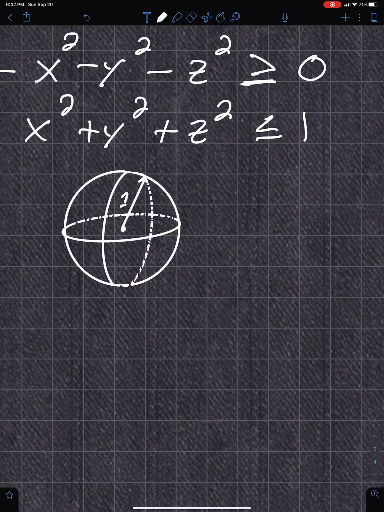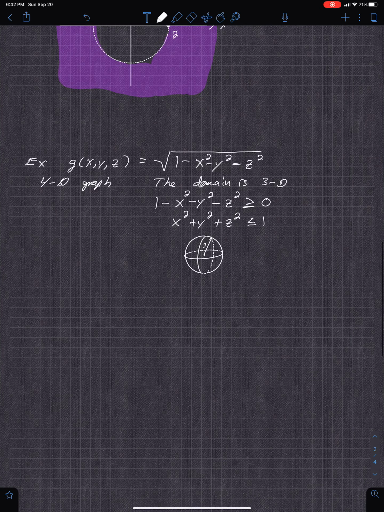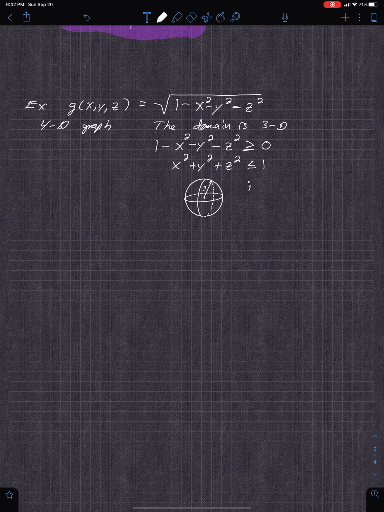So is the domain inside of it or outside of it? Inside, yeah. Inside, we actually have a name for it. That's called the unit sphere, or unit ball. Unit sphere is going to be used when we define some things a bit later. So the domain's inside that. You can't go outside that, or you will have imaginary numbers.